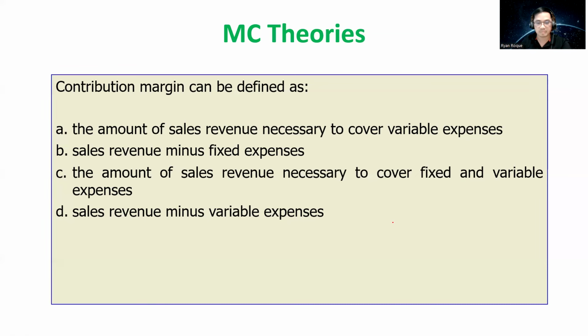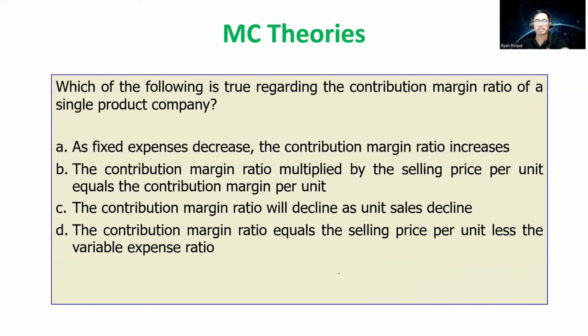If you are using the CVP analysis, you can convert the usual income statement into a contribution margin approach. That would give us this kind of format: sales minus all your variable costs or expenses gives you your CM, or contribution margin. If you deduct your fixed cost, that gives you the operating income. So to answer the question, contribution margin is letter D, the sales revenue minus the variable expenses. Let's now proceed with the next one.